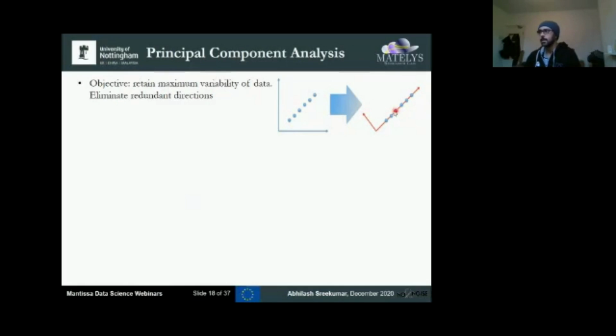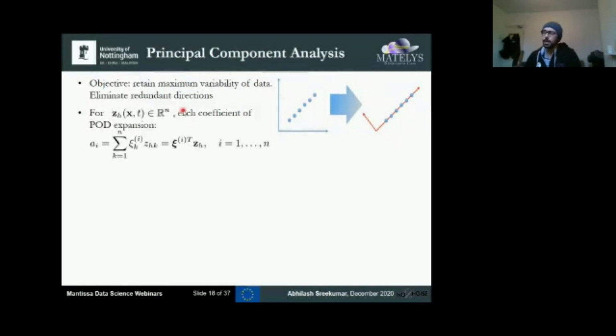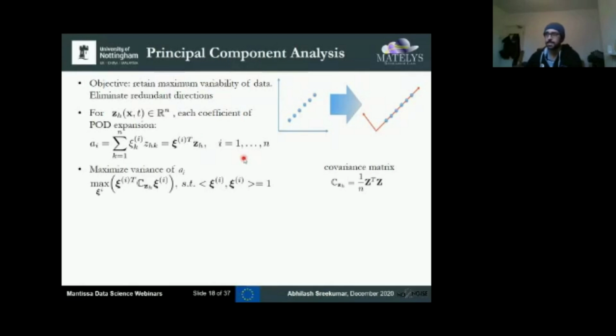Everything else is redundant. To express this mathematically speaking, the objective is to retain maximum variability of data. This is just a fancy way of saying that we want to find those specific directions where all the action is taking place, so to speak. All the data is in those dimensions. So you really want to find those. You want to eliminate redundant directions. To do this in a mathematical form, let us express each coefficient of the POD expansion in terms of ZH, like this. Apologies for the slightly complex notation, but this is the best I could do really. So each coefficient of the expansion is expressed as a linear combination, and we have this psi I transpose times ZH over the entire finite dimensional space.